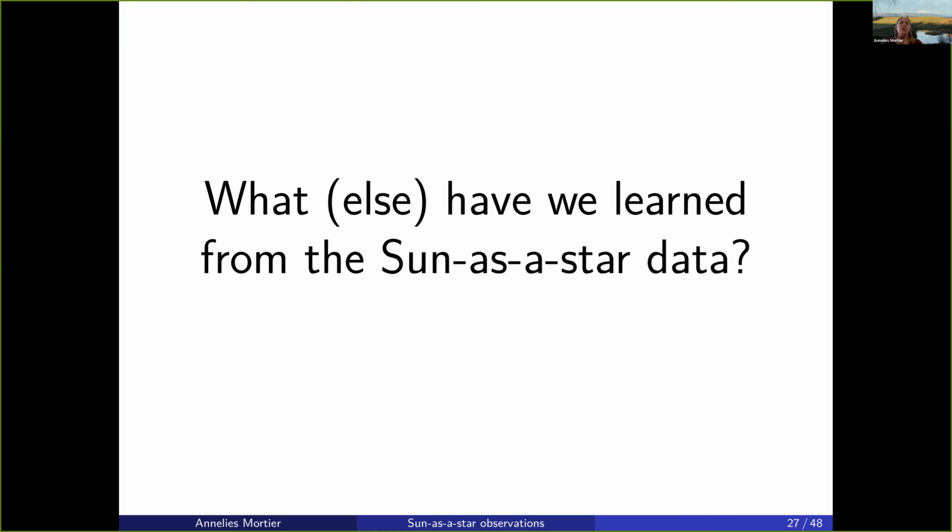Now, so far, we really haven't learned much about the sun yet, so it's mainly about the instrument and the pipelines, and in a way that's very, very important, as I said. I'm going to focus a little bit on what we learned from a solar and stellar perspective.